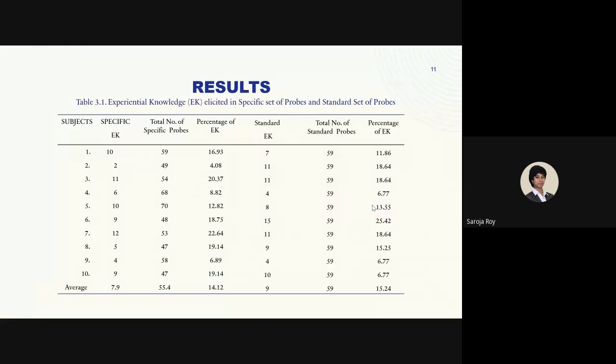Right. So we've just used descriptive statistics and a little inferential statistics to see if there were major differences between the specific set and the standard set. So this is the overall descriptive statistics percentage. In specific probes, as we can see, the average probes presented were 55.4 and the average EK, experiential knowledge generated, was 14.12. And in the standard set of probes, that is of phishing, 59 were the probes and experiential knowledge elicited was 15.24.